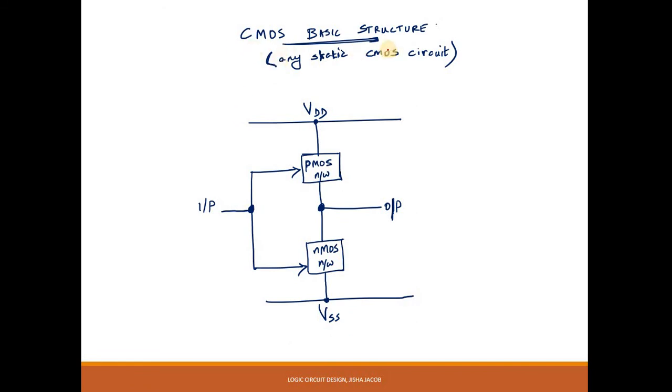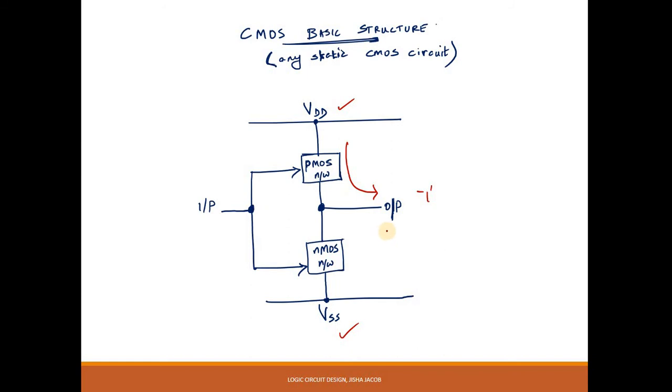The basic structure of CMOS looks like this. Any CMOS basic structure looks like this. You have a VDD supply and a VSS supply. And in order to pull up the output, that means in order to get the output equal to 1, you use a PMOS network. That means whenever the output is a logic 1, you get it through the PMOS network, from the VDD through the PMOS network. That's how you get a logic 1.